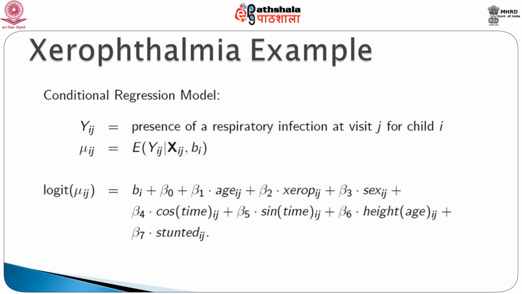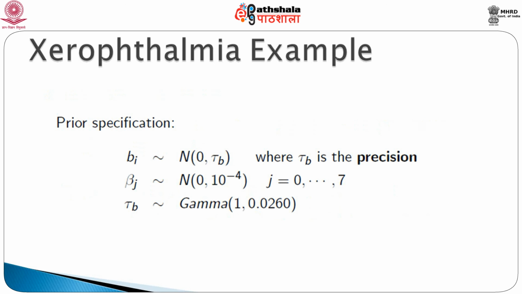Then the conditional regression model is this: Yij, presence of a respiratory infection at visit j for child i. mu ij is the expectation of Yij given xij and bi, and logit mu ij, because this is a binary response design. The logit function logit mu ij is bi plus beta 0 plus beta 1 age ij plus beta 2 xerophthalmia for ij, beta 3 is xij, and so on. All these covariates are there, all right.